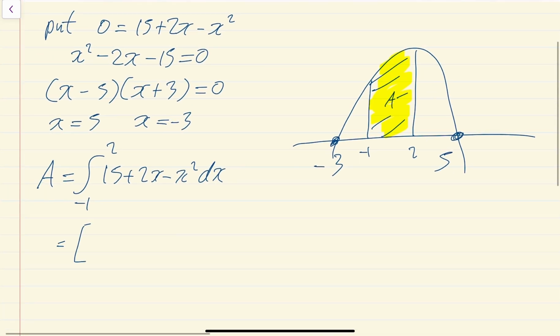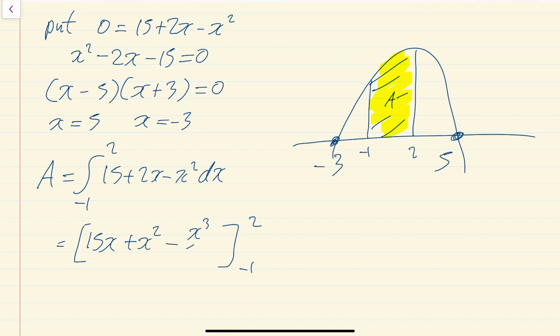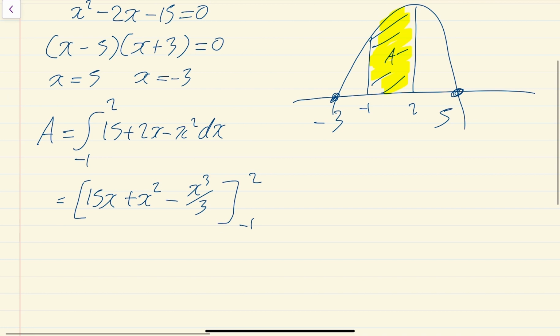Okay, so we'll just work down. Integrate, so square brackets, and limits go on the right-hand side now. Integrate 15 with respect to x, you get 15x. Integrate 2x, raise the power by 1, divide by the new power. So 2x squared divided by 2 will be just x squared. Then that's going to be 15x plus x squared minus x cubed over 3. And then just fire in your values.